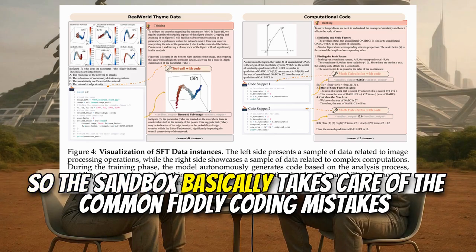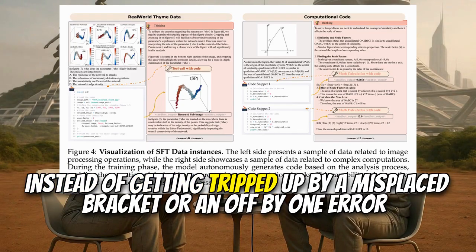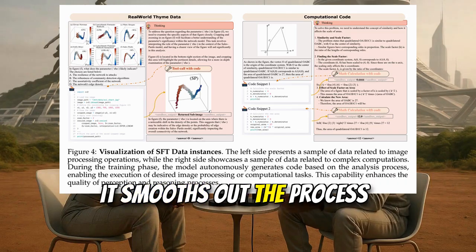So the sandbox basically takes care of the common fiddly coding mistakes. It lets the model focus on the bigger picture, the reasoning, the problem solving, instead of getting tripped up by a misplaced bracket or an off by one error. Exactly. It smooths out the process.